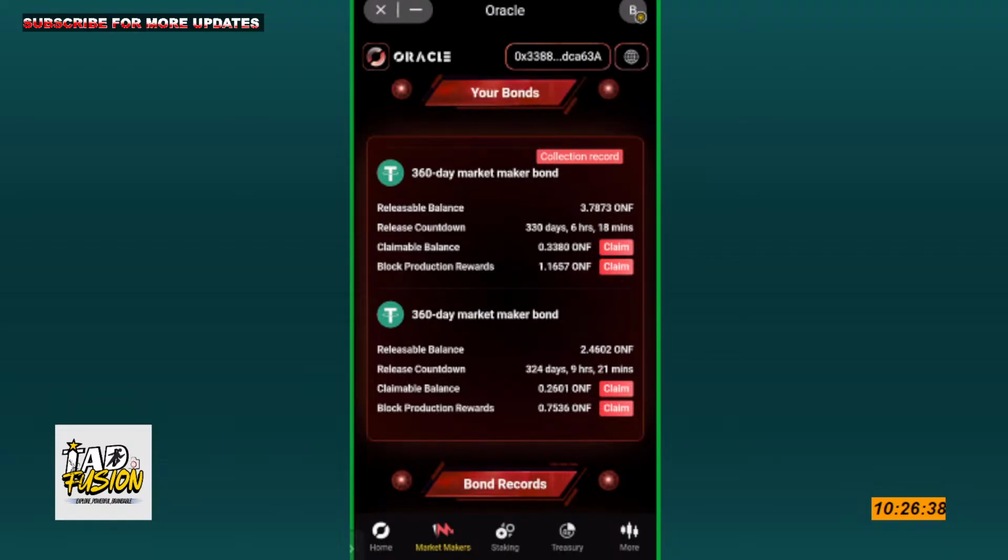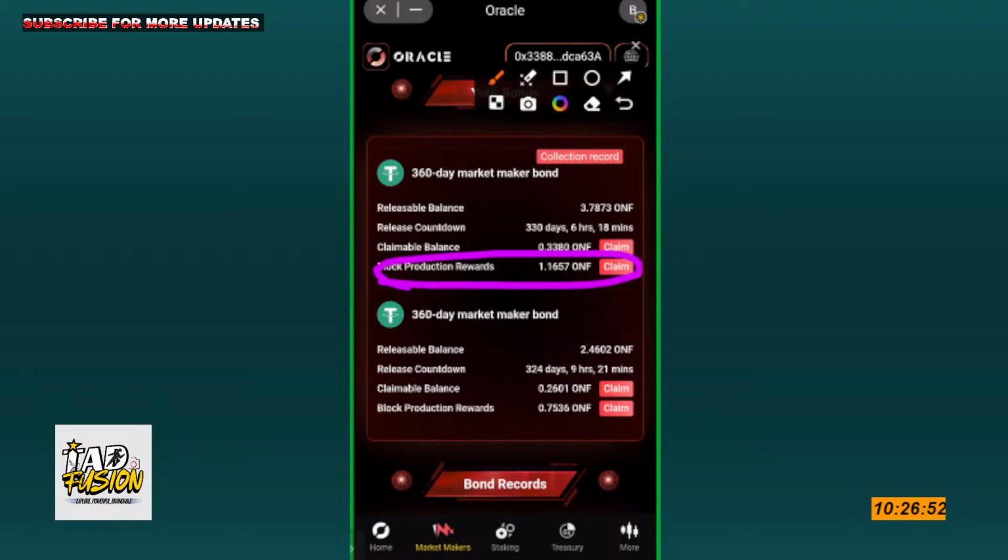Then we have what we call claimable balance. Claimable balance, this is your capital. It is part of your capital that every time you make profit under block production reward, every time you make profit, even your capital is returned.